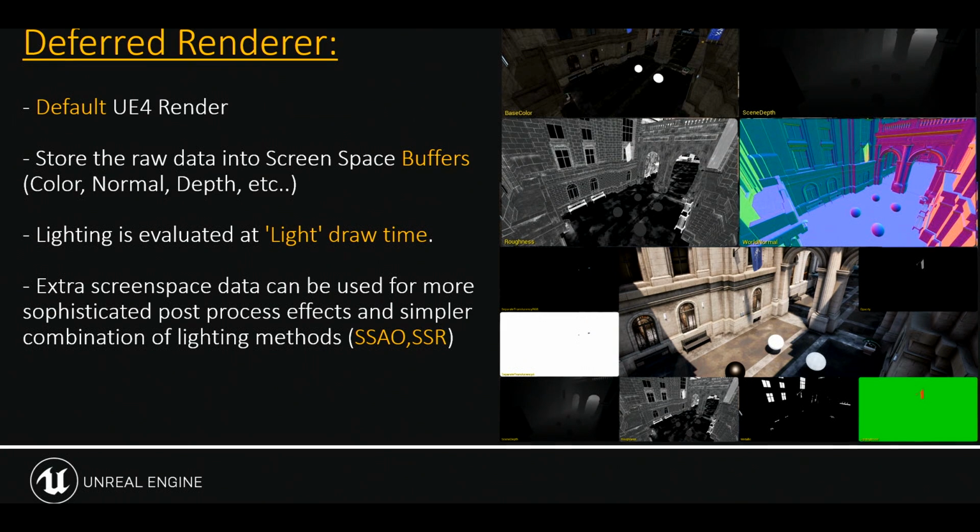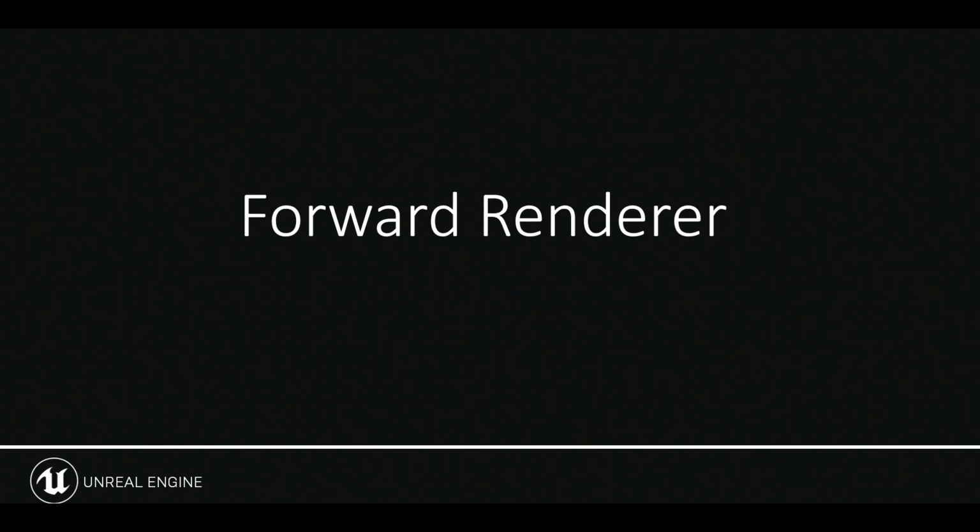The extra screen space data can be used for more sophisticated post-process effects and a simpler combination of lighting methods. For example, we use all that extra data for screen space AO, ambient occlusion, and screen space reflection. And it's the golden path for Unreal Engine. It supports all the rendering features, so any project is really recommended to go with the deferred renderer.